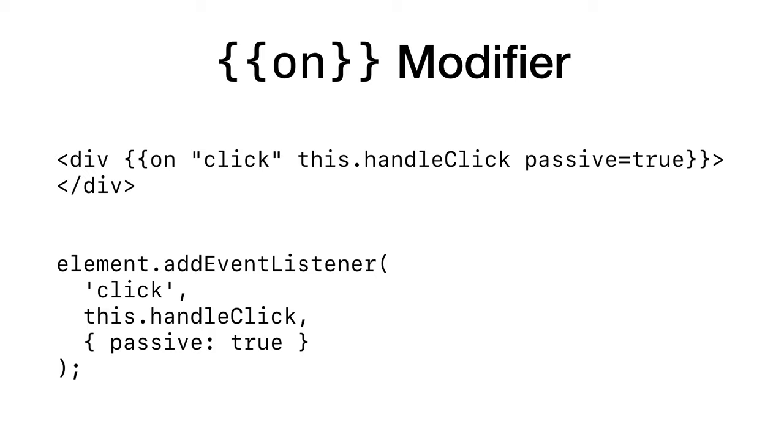So the proposal from this RFC is to introduce an on modifier, which allows us to define exactly and clearly which event we're attaching to, pass it an action, and then we can pass additional arguments as needed. So the equivalent JavaScript is the same behavior as adding an event listener in your JavaScript. You're adding an event listener for a particular event, you're telling it which function to use, and then you can pass it additional options as needed.